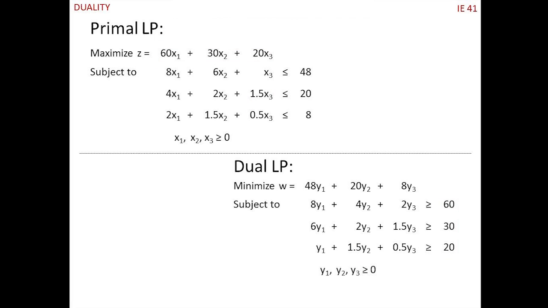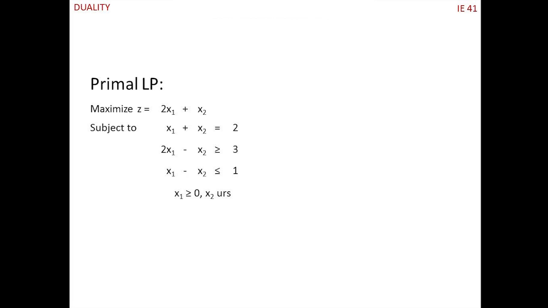Unfortunately, not all LPs are normal LPs. Take the following as an example. Max z is equal to 2x sub 1 plus x sub 2, such that x sub 1 plus x sub 2 is equal to 2, 2x sub 1 minus x sub 2 is greater than or equal to 3, x sub 1 minus x sub 2 is less than or equal to 1, x sub 1 is greater than or equal to 0, and x sub 2 is URS. It is not a normal max problem because it has an equality constraint, a greater than or equal to constraint, and an unrestricted in sign variable.